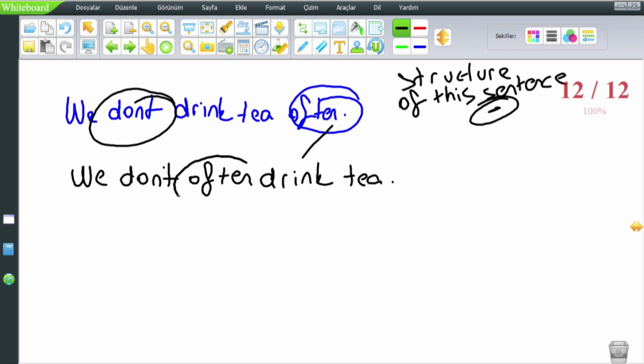They are both correct. You can see them both in sentences, in daily language and speaking. We don't often drink tea, or we don't drink tea often. They are both correct.